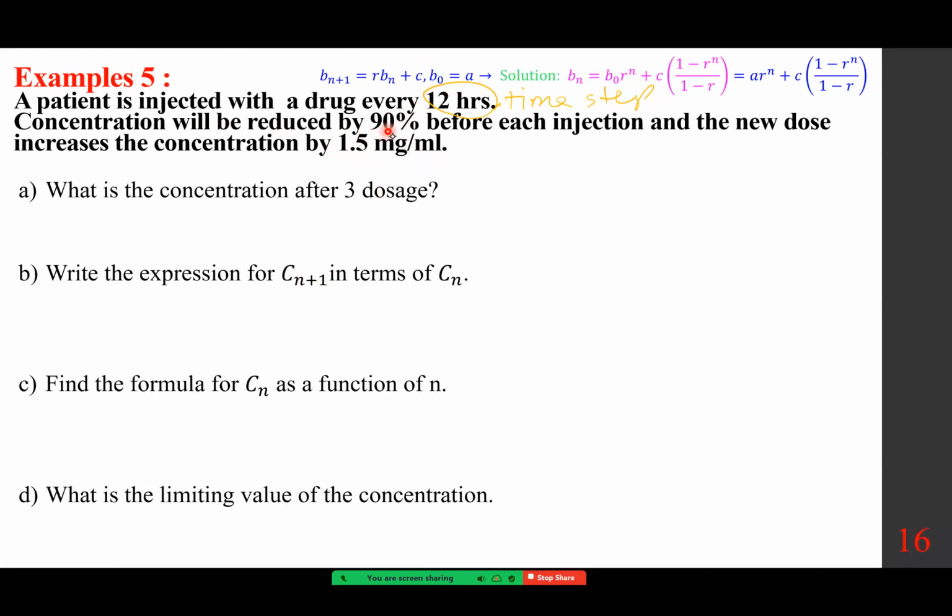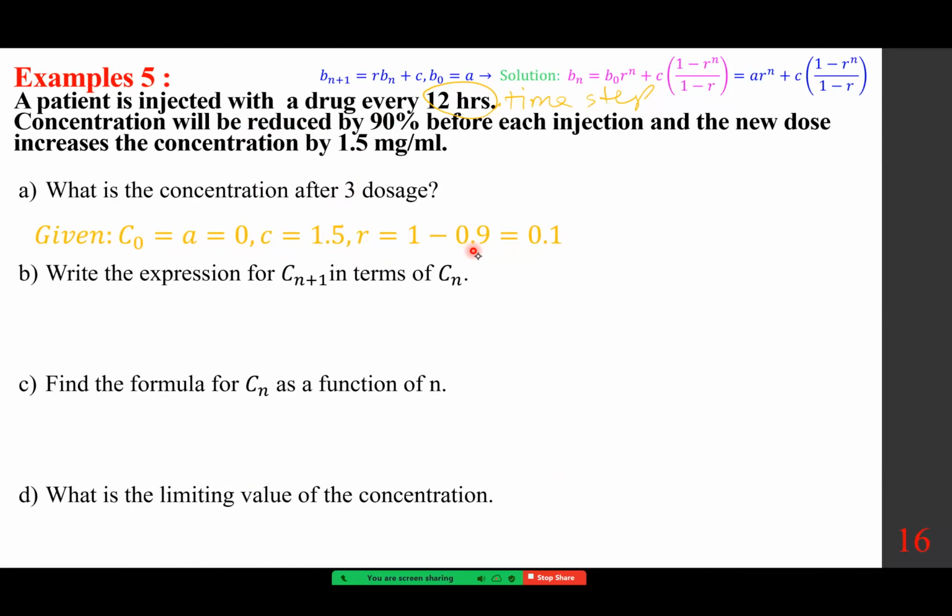Remember, we are interested in what remains in the body. So if 90% is gone, 10% is left. 1 minus this is left in this question because it says reduced. So C sub 0 or A is 0. Lowercase c is 1.5 milligrams per milliliter. And what remains is 1 minus 0.9 or 0.1. So whatever remains is important.